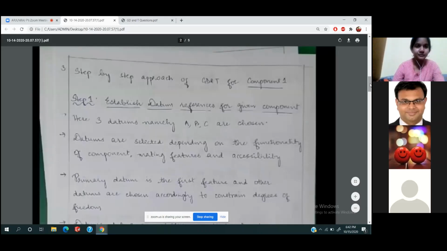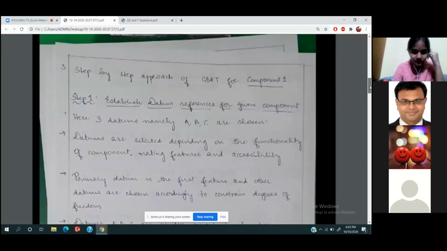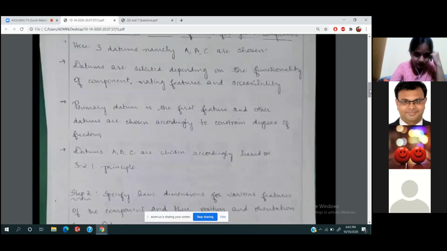So here what we have done is, whatever the component represents, we have explained those things step by step. In step one we explained that we have taken three datums, A, B, and C. How we selected those three is mentioned here, based on the 3-2-1 principle. On that basis, those three sides are selected as the A, B, C datums. That was the initial thing we mentioned.